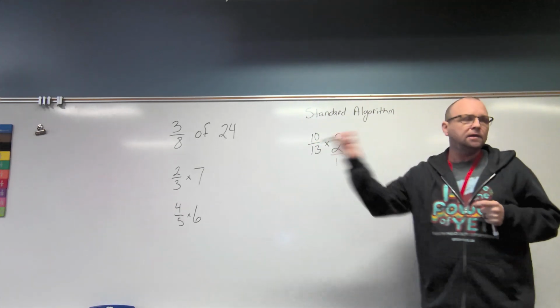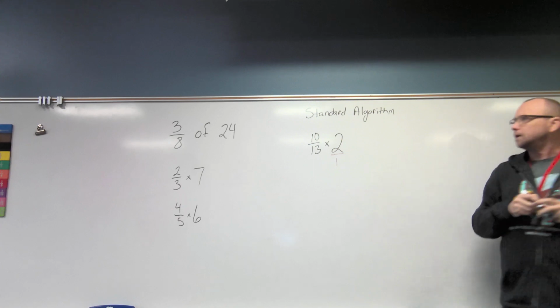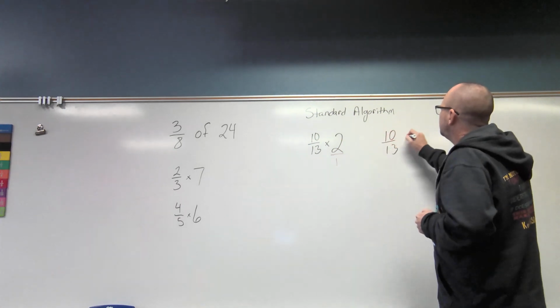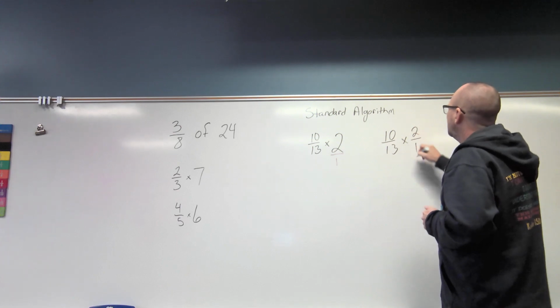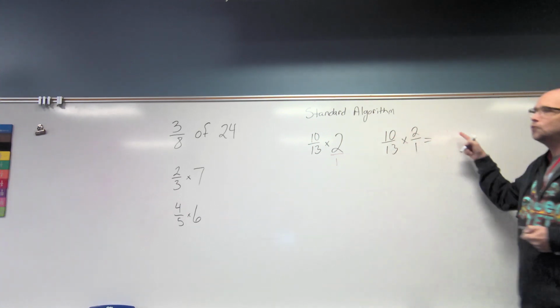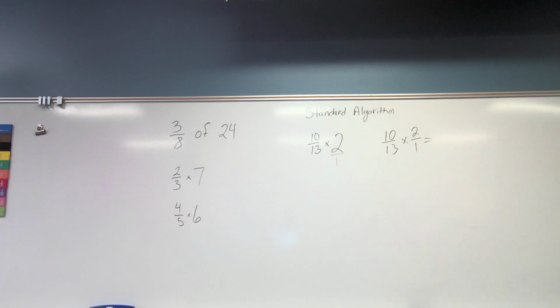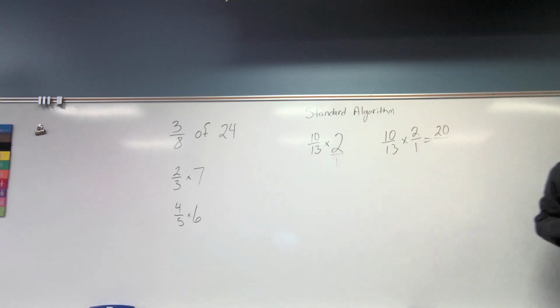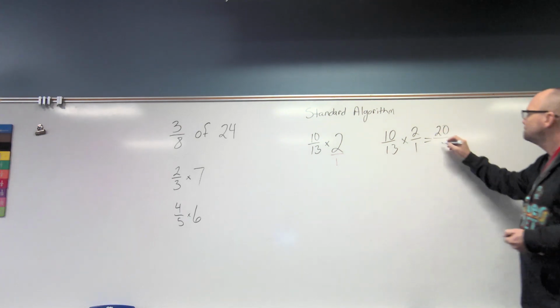Every time I find equivalent fractions, that's what I'm doing. So now I have 10/13 times 2 over 1. And like I told you before, multiplying fractions is so much easier because I just multiply straight across. 10 times 2 is 20. 13 times 1 is 13.